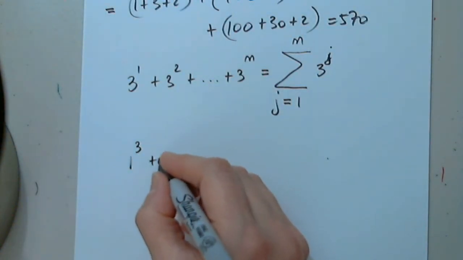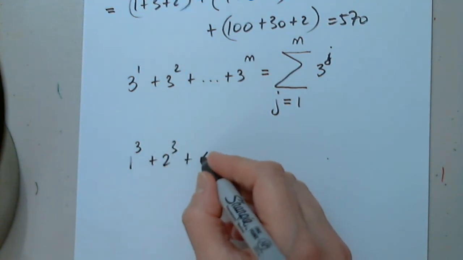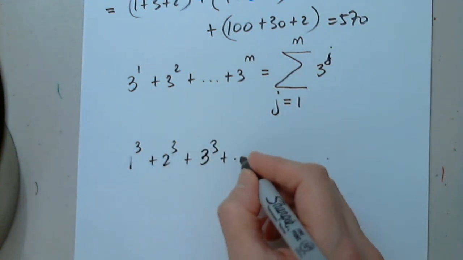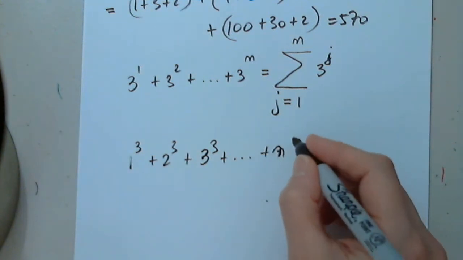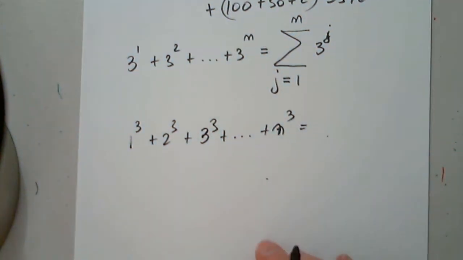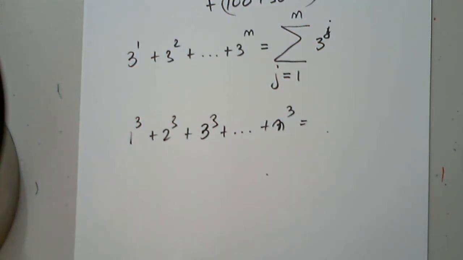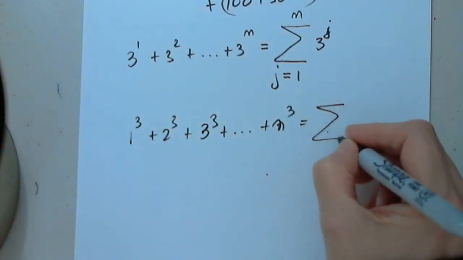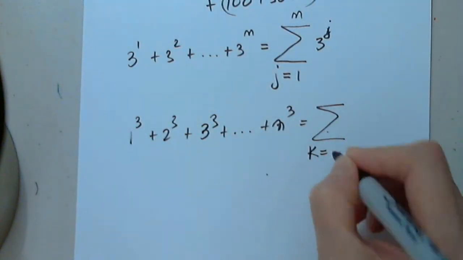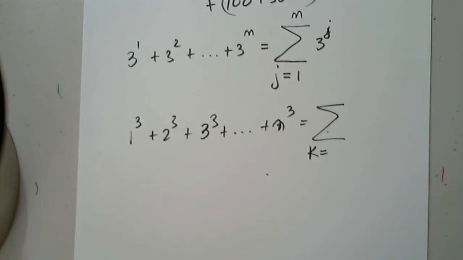1 to the third plus 2 to the third plus 3 to the third plus dot, dot, dot plus n to the third. Let's use k this time. Doesn't matter.